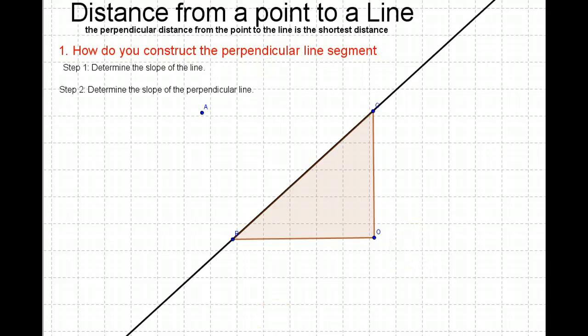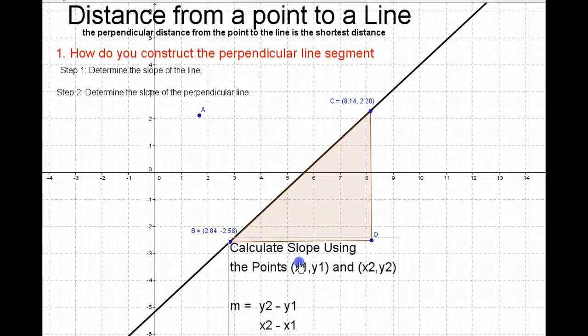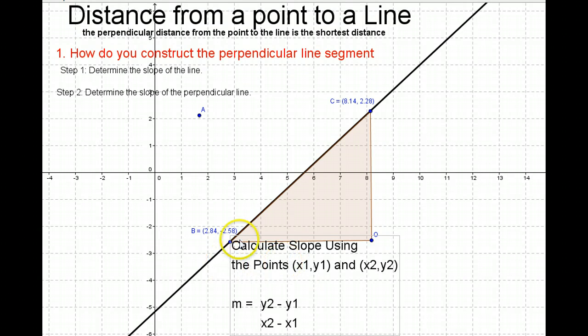So we're going to have to add some axes so we can add coordinates for these points and use a coordinate formula to figure out the slope. Calculating the slope using the two points on the line, we use this formula that you remember from Algebra 1. And when we do that, we see that the value of the slope of the original line is 0.92.